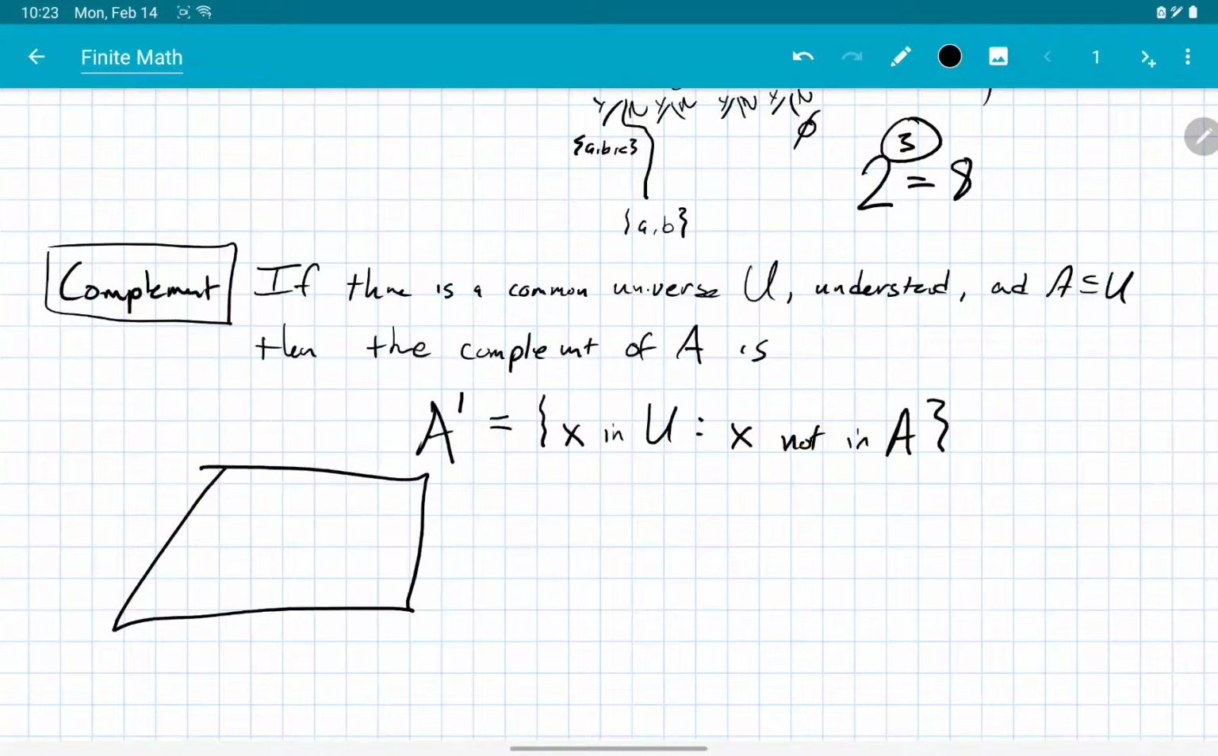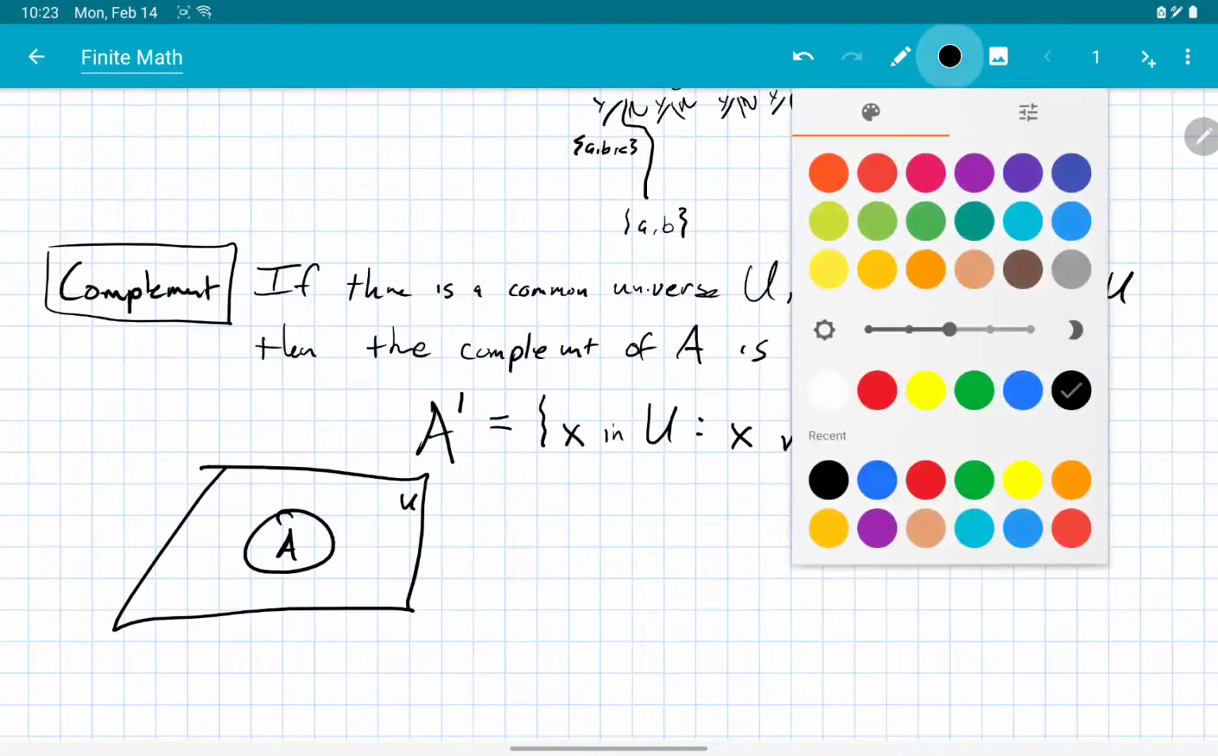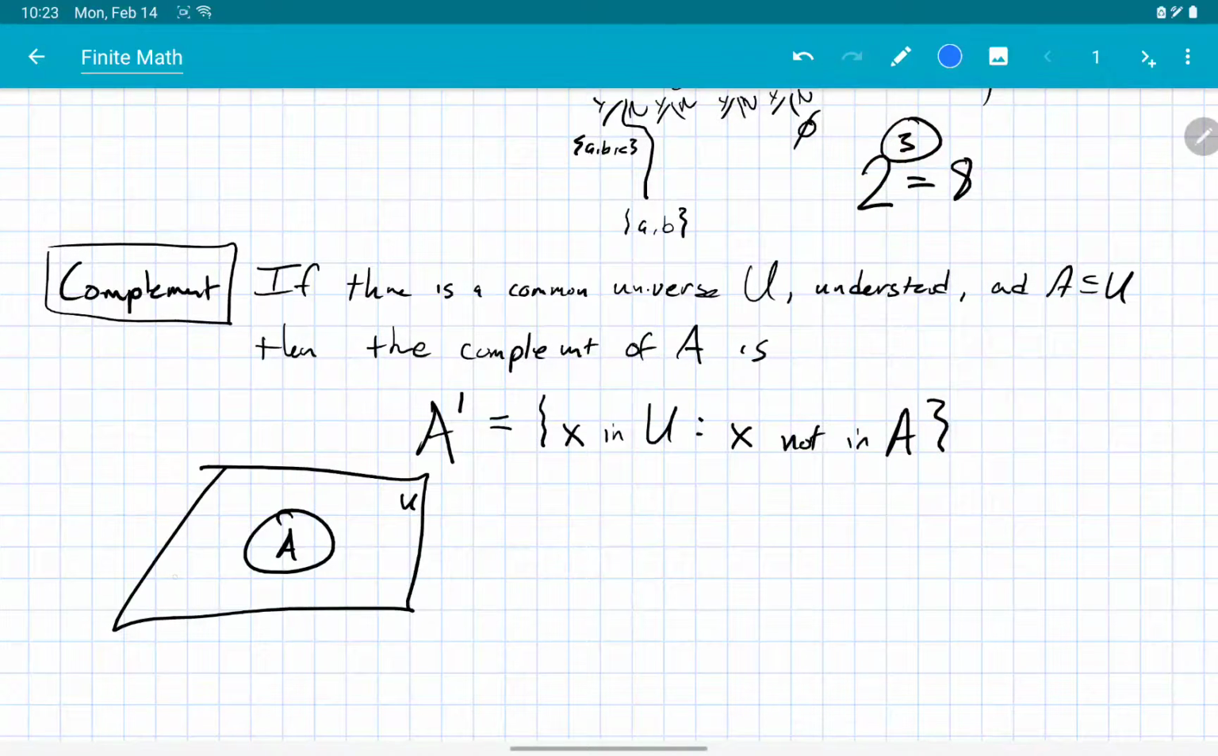So if you draw a box for your universe, and this is your set A, the complement of A is everything outside of A. So that's the complement of A.